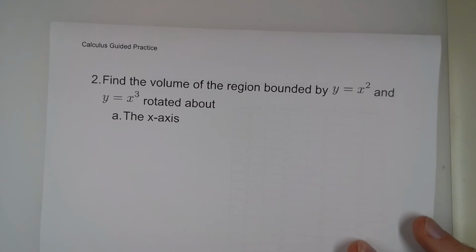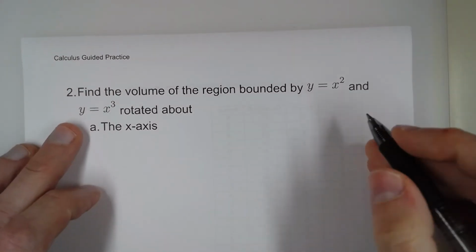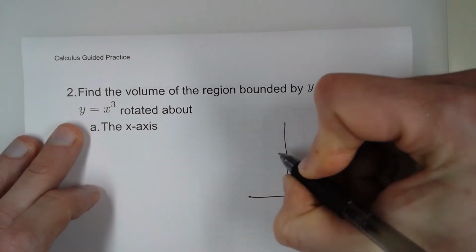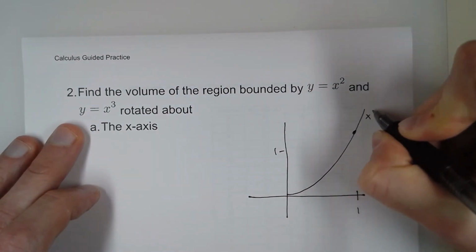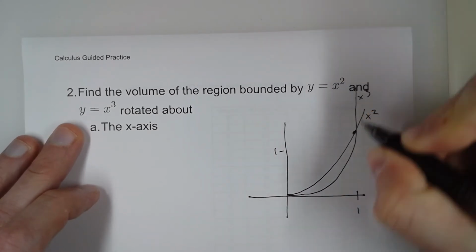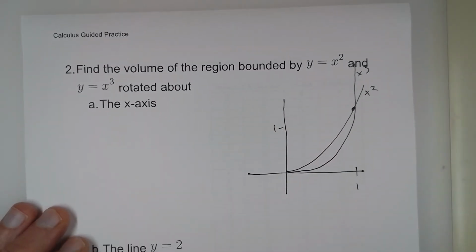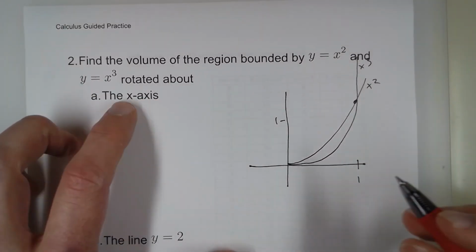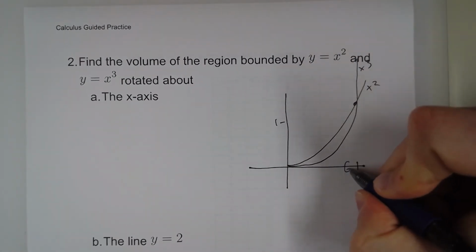Next example, here we have the region bounded by y equals x squared and y equals x cubed. So here is x squared, and x cubed between 0 and 1 is actually less than x squared. So here is our region. Now the first one says we're rotating around the x-axis. So this is what we're rotating around here.